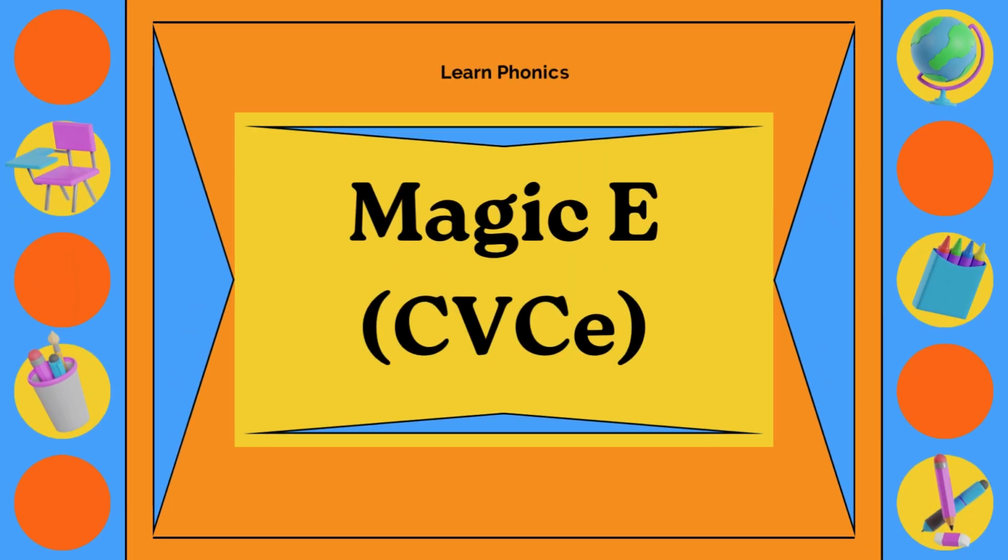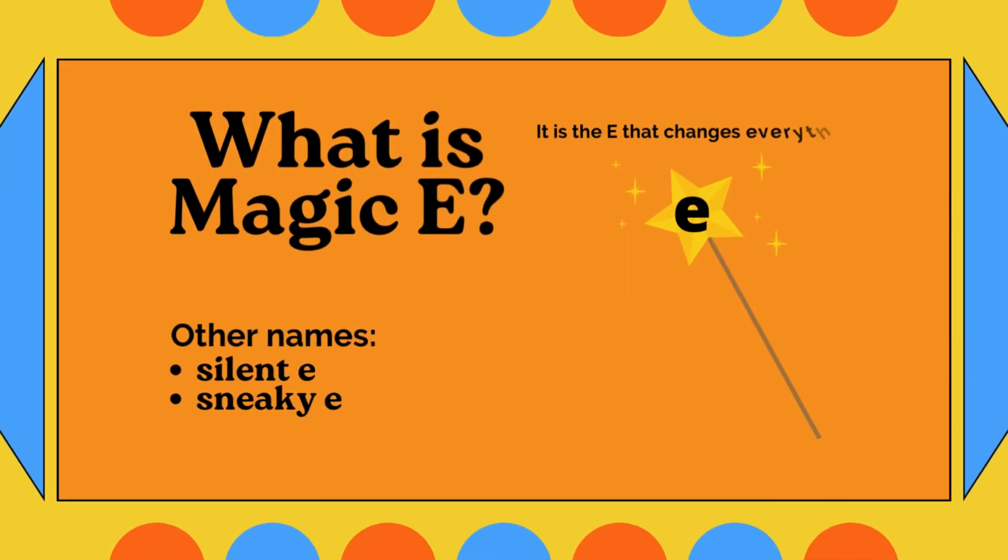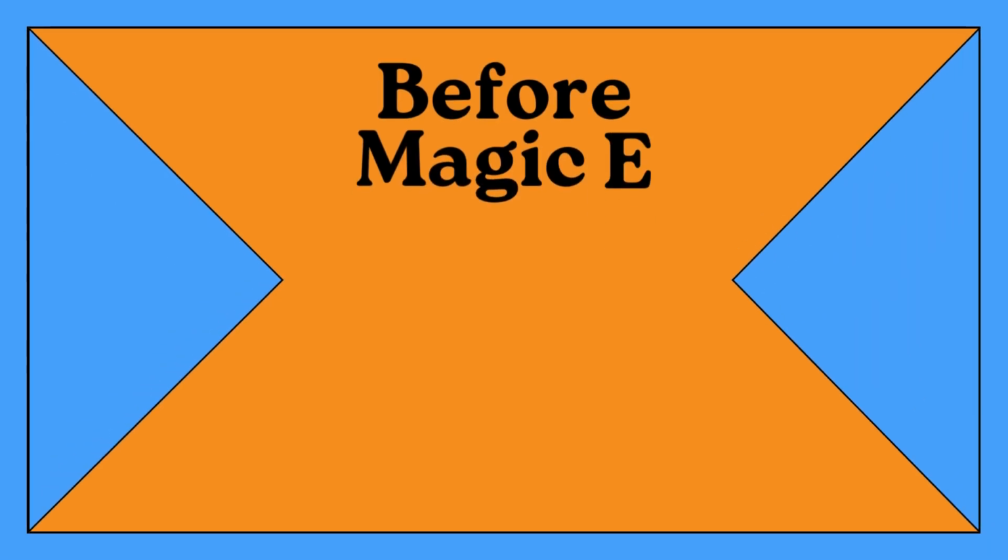Hi friends, today we are going to learn the Magic E phonics rule. So what is the Magic E phonics rule? Some other names that you may know are silent E, or it's also called sneaky E, because the E at the end of the word makes the first vowel say its name, which is also the long vowel sound. Let's take a look here.